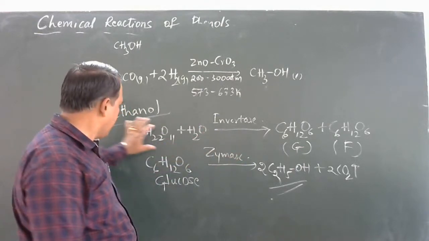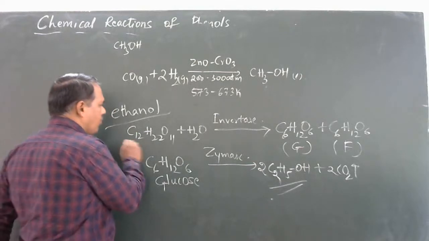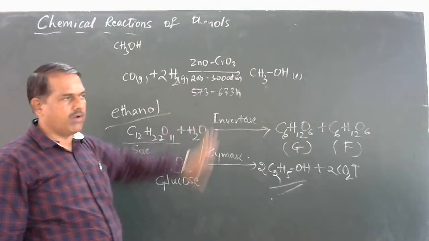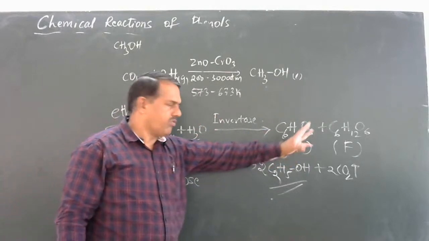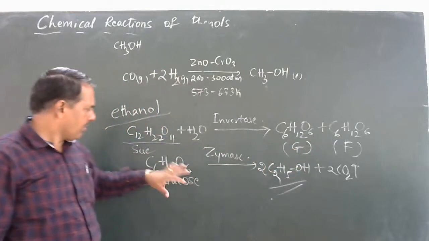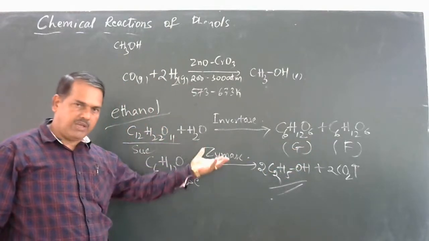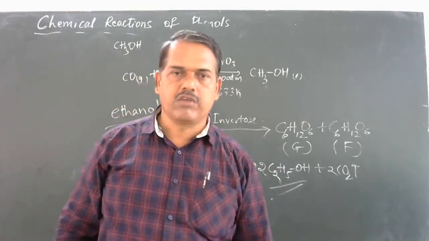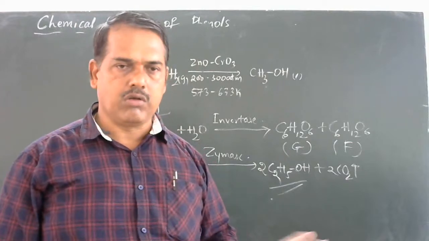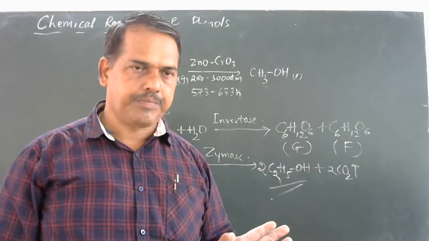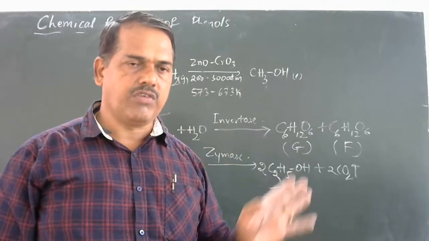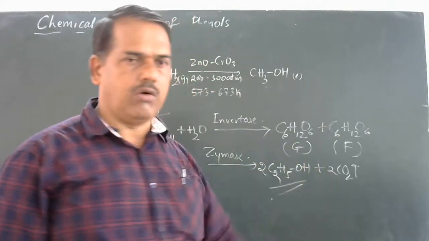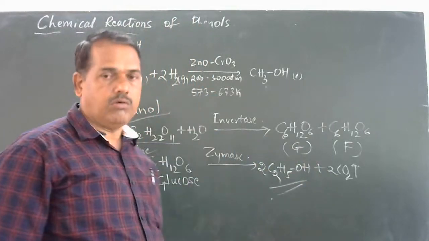So ethanol is prepared when sucrose is hydrolyzed in the presence of invertase. We get glucose and fructose, and one molecule of this glucose, in the presence of zymase as an enzyme, gets converted into ethanol. Are you clear? So we completed the study of alcohols and phenols. You have to write the uses of ethanol, and then methanol.